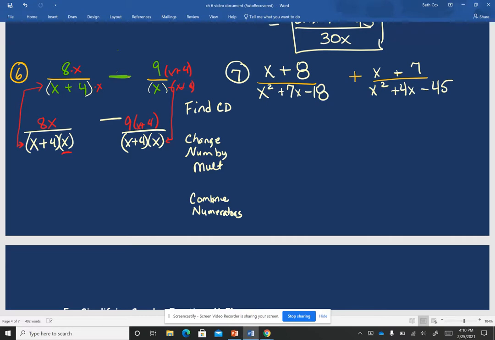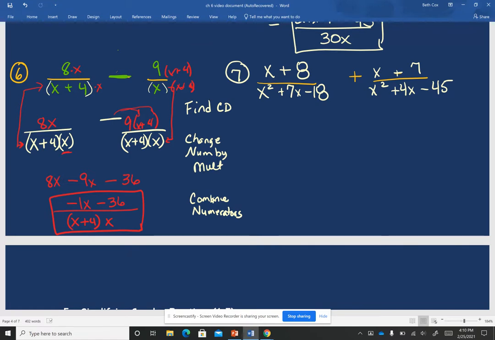Okay? Then I can combine the numerators. This one's a little trickier because we've got a big fat minus sign there, but we're going to combine my numerators. I have an 8x, and then I'm going to have to distribute that. Minus 9x minus 36. Combine those. It's going to give me a negative 1x minus 36 over my denominator. Well, what's your denominator? You know what your denominator is. It's x plus 4 times x. There you go.